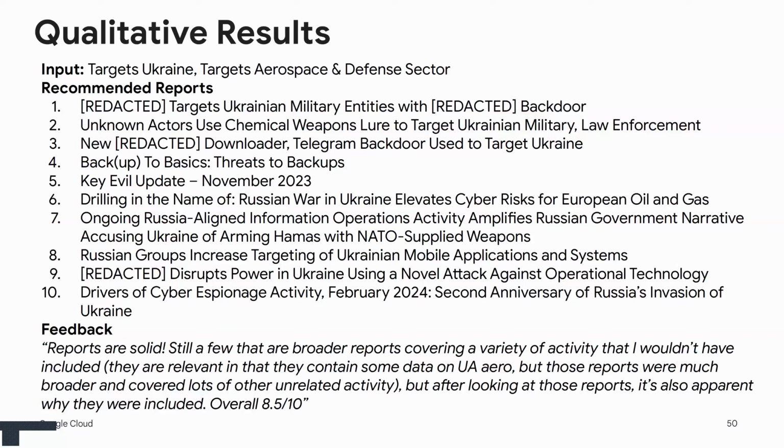Okay. This is a lot of text, I'm sorry, but I think it shows the power of the model. So here we're inputting into the system, hey, show me reports that target Ukraine and target the aerospace and defense sector. There are 100,000 reports that we can recommend from. The model is pulling out the top 10, and if you read through some of these, the first 2 look really good. There are some lower down in the list that are also very good. And we'll send these to our threat analysts and have them assess the results.